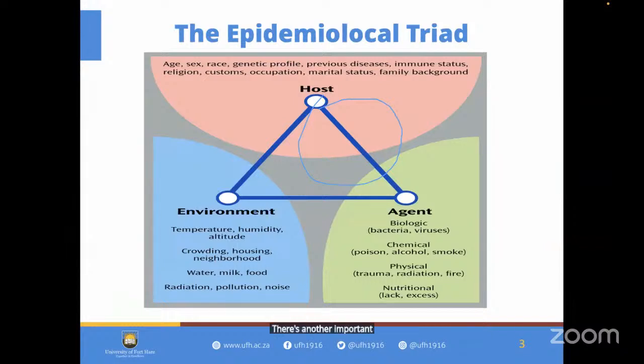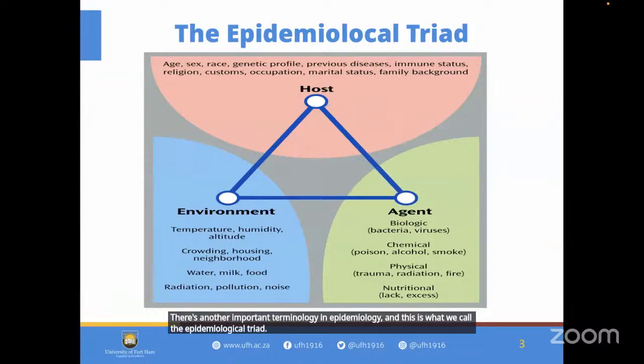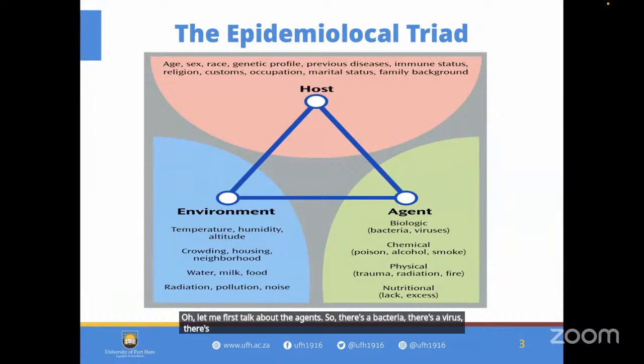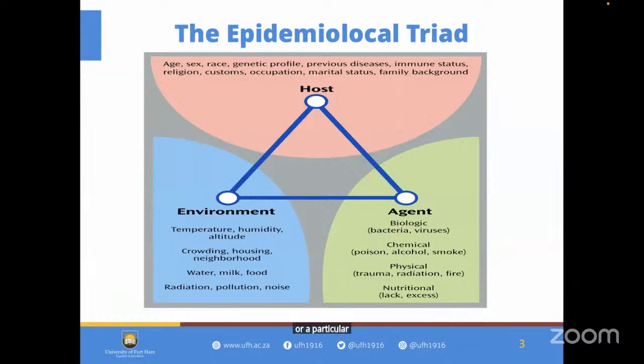There's another important terminology in epidemiology, and this is what we call the epidemiological triad. As the name implies, it's a group of three things that are interrelated with each other. The one thing that I'll first talk about is the agent. So there's a bacteria, there's a virus, there's a cause of a particular disease or a particular health-related problem or event, and there is the host.